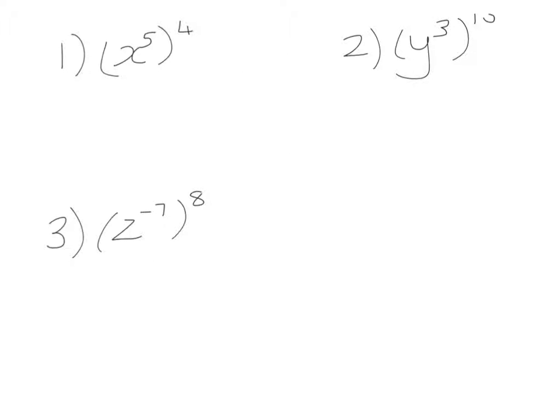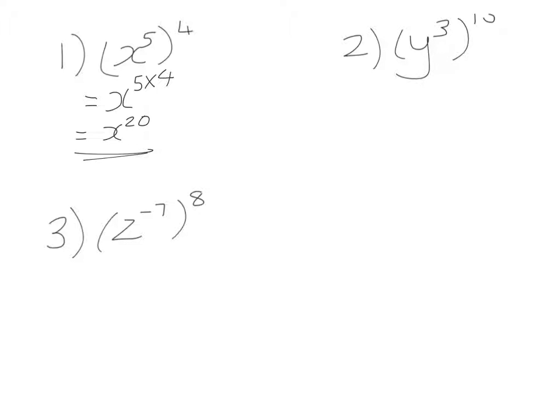Okay, let's look at number 1. It's x to the power 5 to the power 4. So essentially we've got a power raised to a power. So what we can do in that case is just multiply those powers together. So that'll be x to the power 5 times 4, which should be x to the power 20.